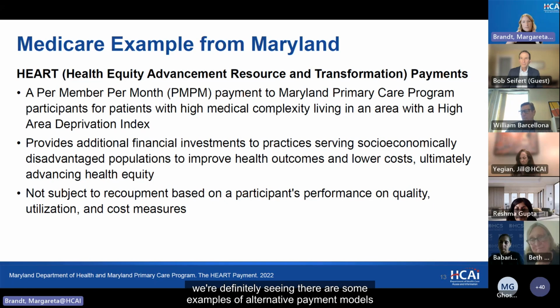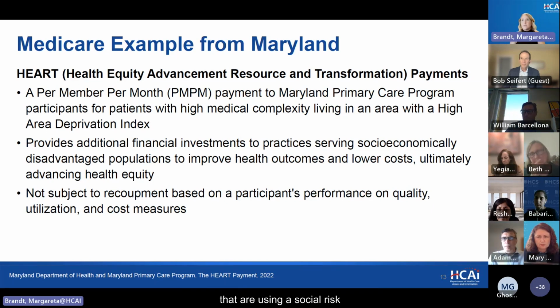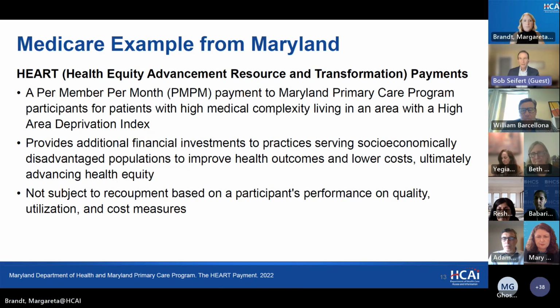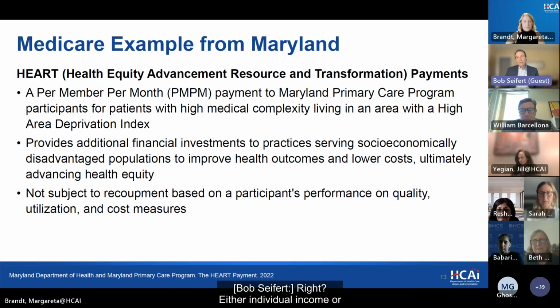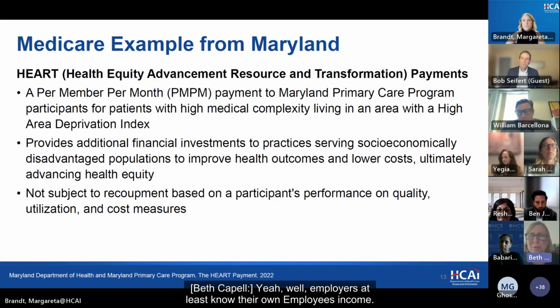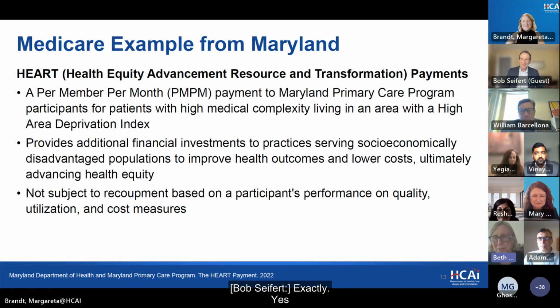Thanks, Beth. Yeah, we're definitely seeing some examples of alternative payment models that use a social risk measure tied to payment that can incorporate income. Right, either individual income or some measure of neighborhood poverty status and so forth. Yeah, well, employers at least know their own employees' income. Exactly. Yeah.